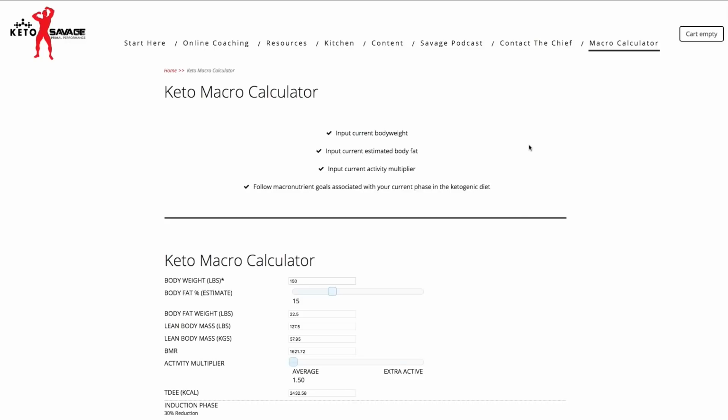Hello ladies and gents, this is Robert Sykes and I'm going to walk you through real quick how to calculate your initial starting macros to plug into the Deeper State Cutting course. So here we are on the macro calculator page of the KetoSavage.com website.